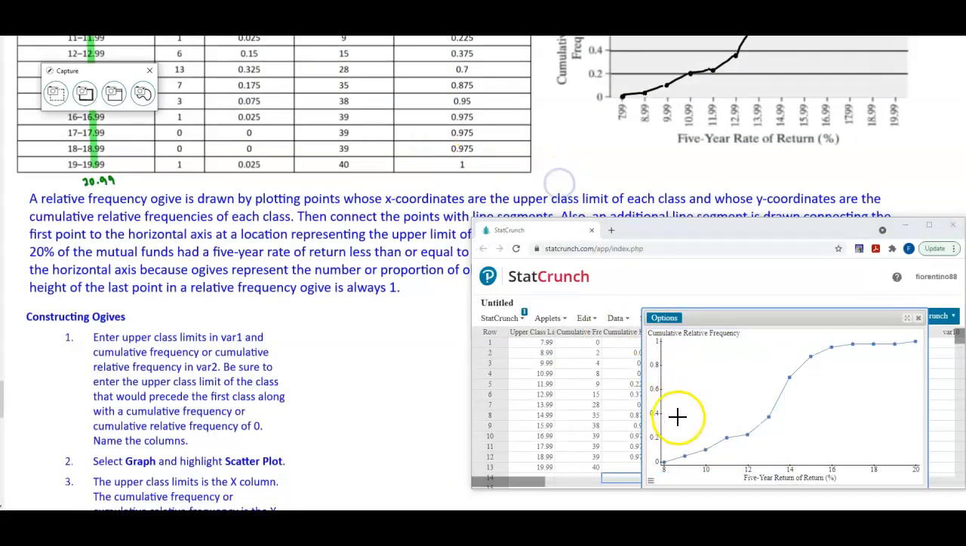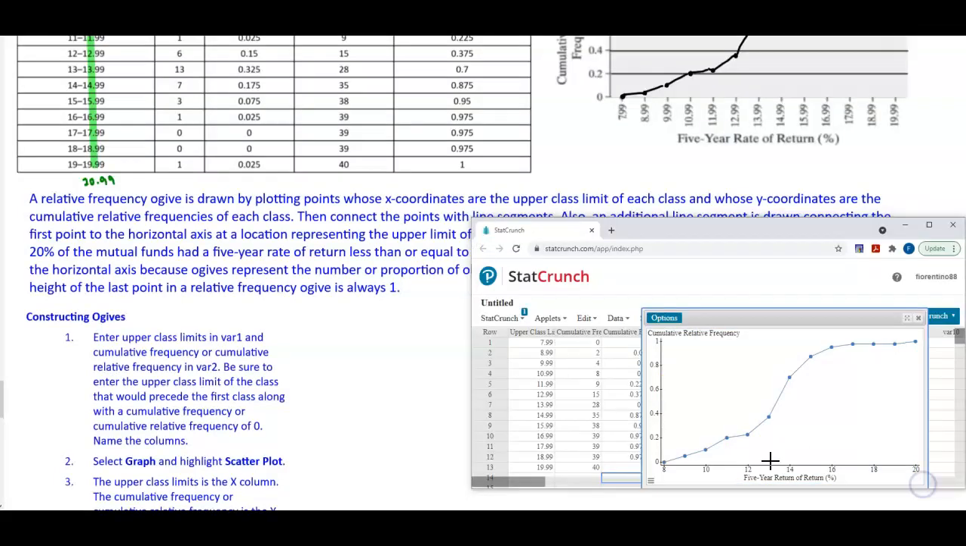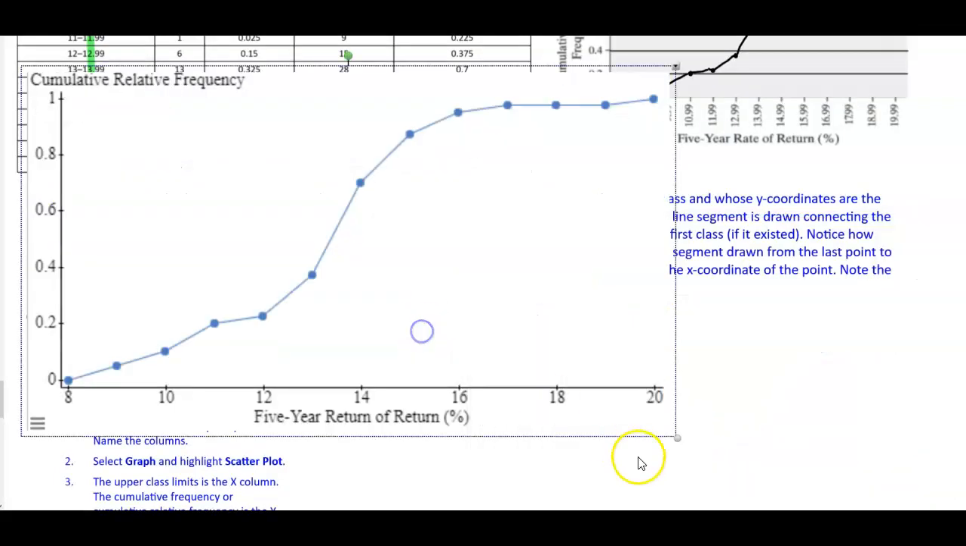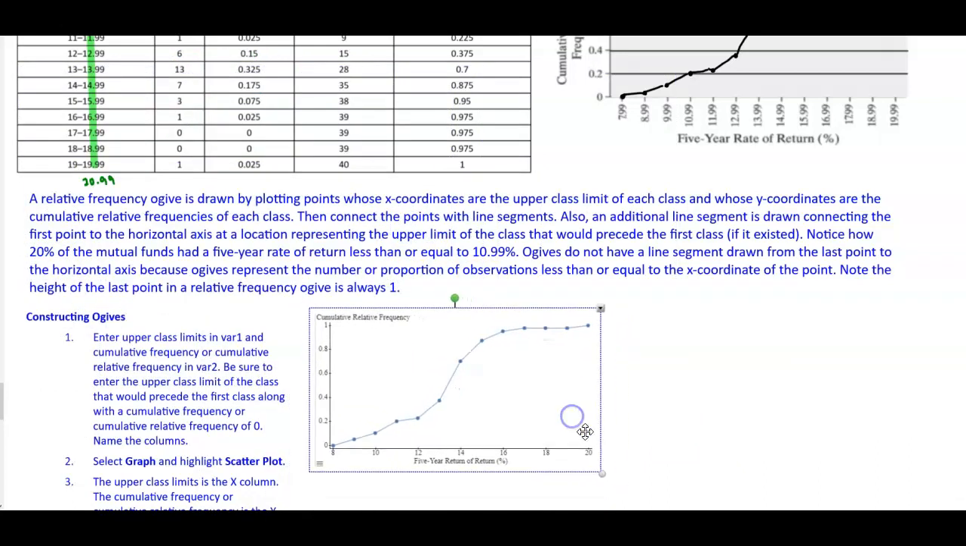Oops. Let's do that again here. Okay, and there's the cumulative frequency.